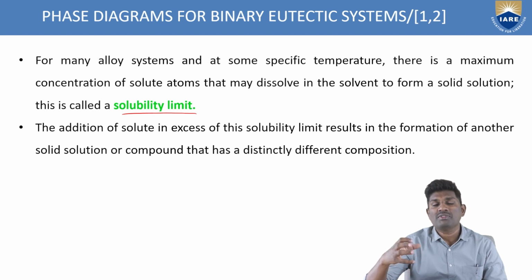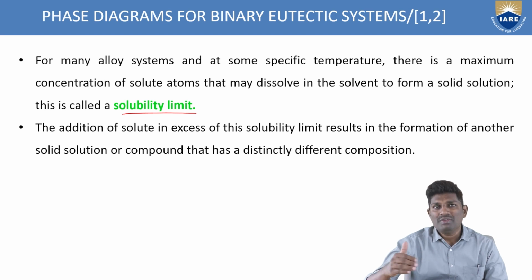Why? Because the properties of the water are changing. The solvent we had is completely converting. So here you have the limit. Beyond that limit, whatever solute you add to the solvent will not dissolve. That is called the solubility limit. And the second point here: the addition of solute in excess of the solubility limit results in the formation of another solid solution or compound that has a different composition.